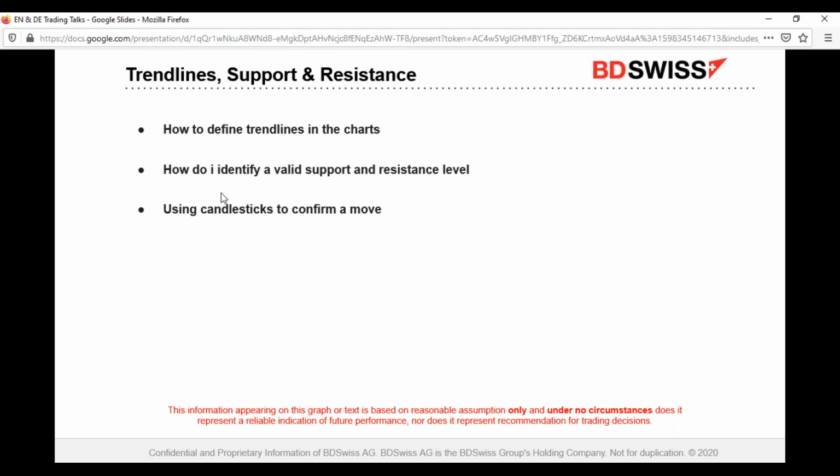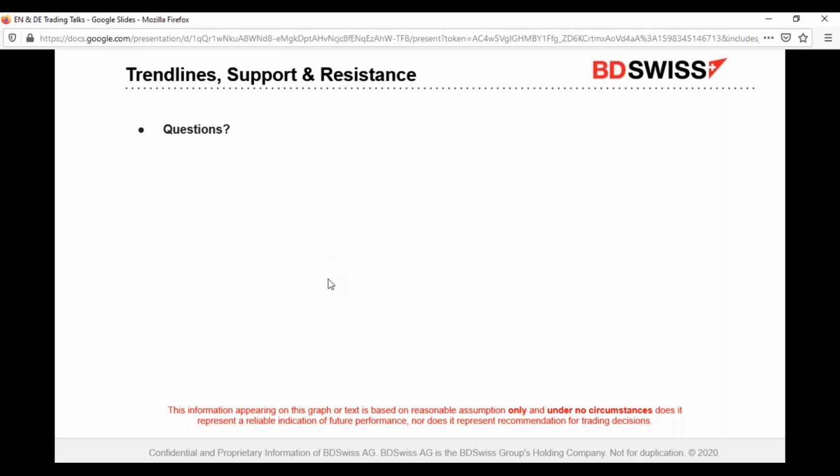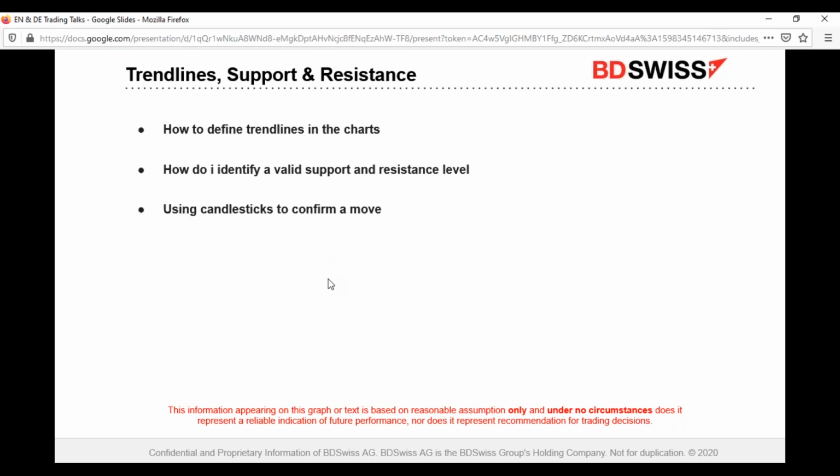And then obviously how to identify a valid support and resistance level, such levels where the markets quite often turn around or continue to get strength or weakness. And as well then obviously how to use candlesticks to confirm certain moves, which can be used to trade the markets accordingly. As always, if you have any questions, obviously please ask them, and I'll try to find answers for you as always. So how do we define trend lines in the charts?